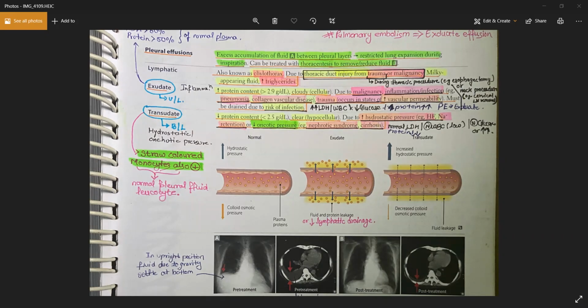Ultrafiltration. Ultrafiltration by what? Of the blood. Blood in which vessel? In the pleural vessels. What are the pleural vessels? You have blood vessels in the pleura, you're saying? Yeah, in the pleural membranes, I mean. No.